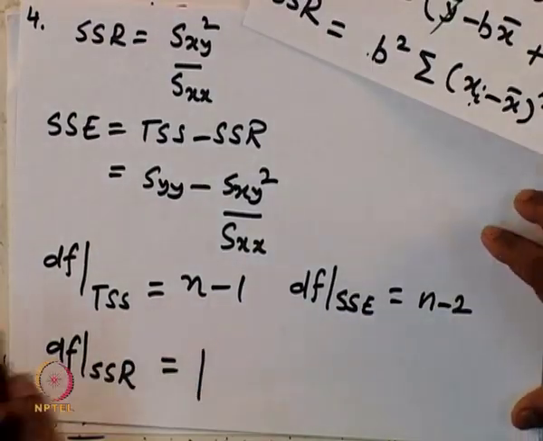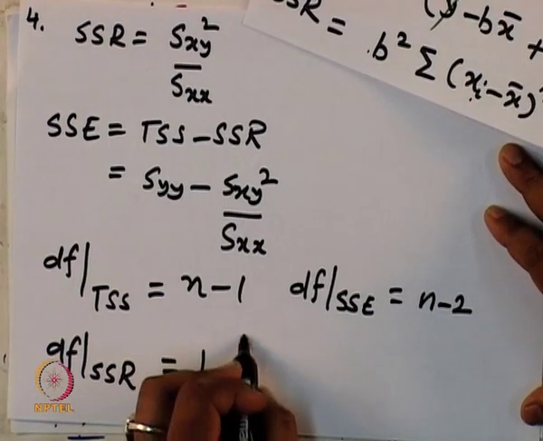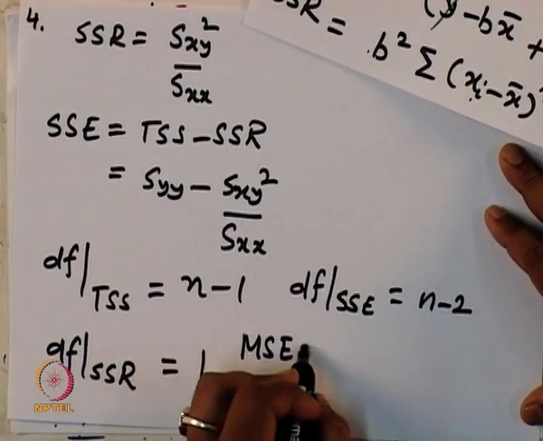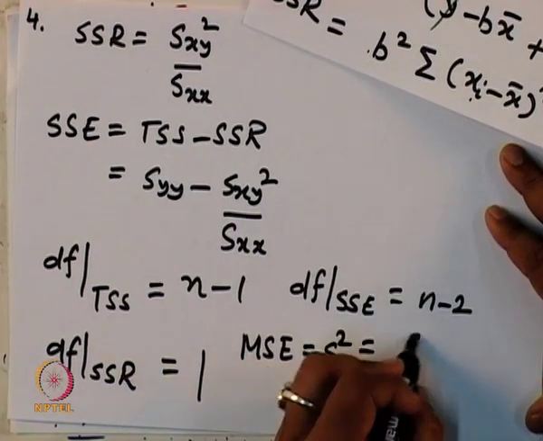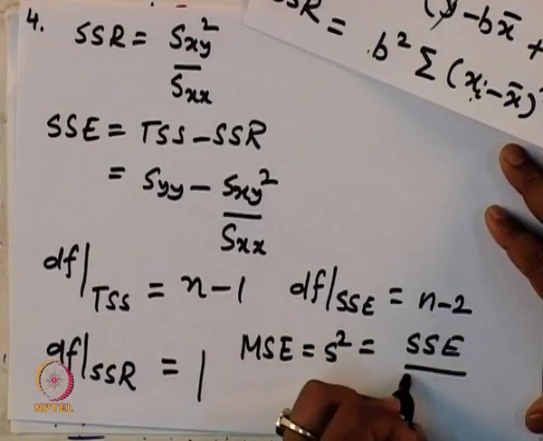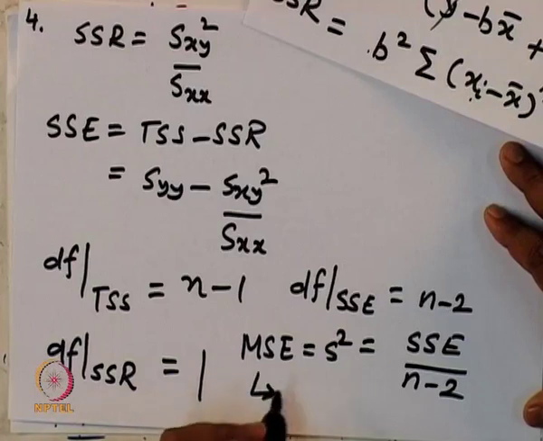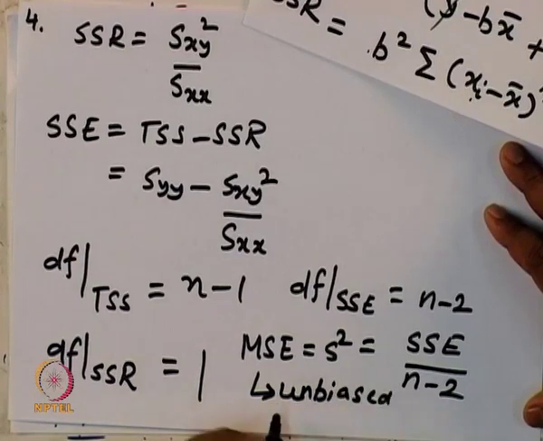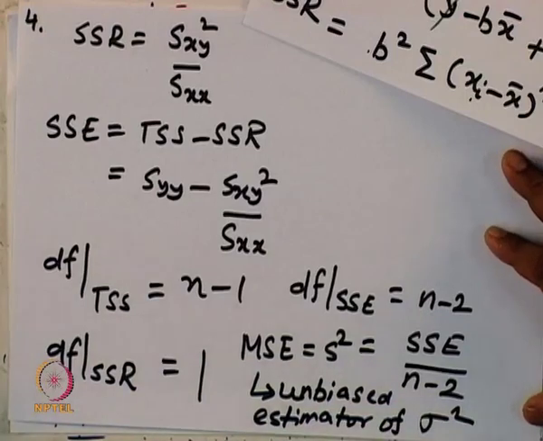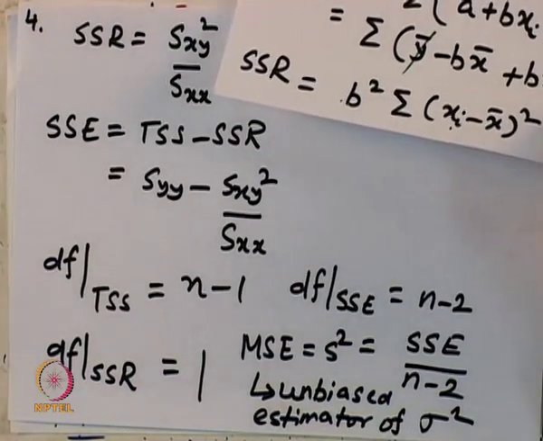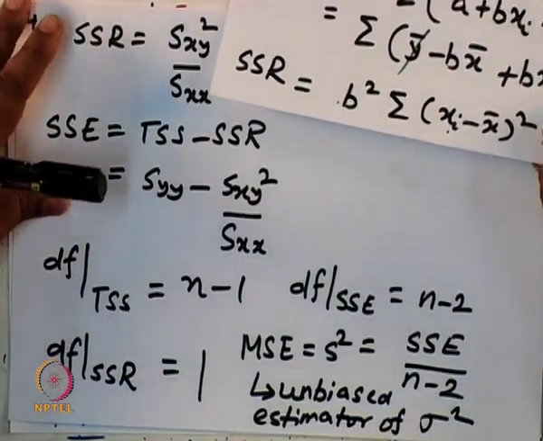Okay. And I can find out, okay, MSE which is equal to s square defined by SSE by n minus 2. Okay. So, this is the unbiased estimator of sigma square. Okay. So, this is the unbiased estimator of sigma square.